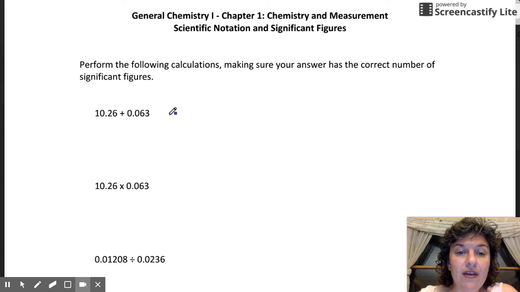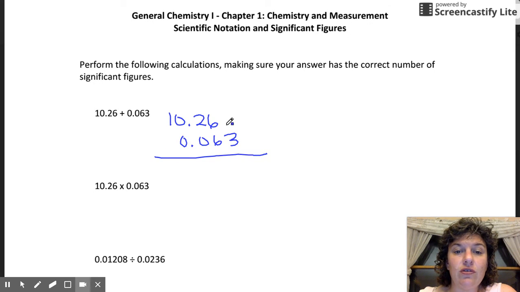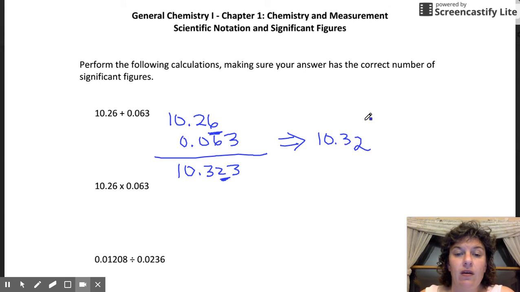So we first have 10.26, and then if we add 0.063, you can see that we don't have anything above the 3 here after the 2.6. So the rules of significant figures tell us that our answer here is 10.323, but that we have to keep the one with the lowest number of decimal places for addition and subtraction. So that means this one is the last significant figure. So our answer is 10.32.